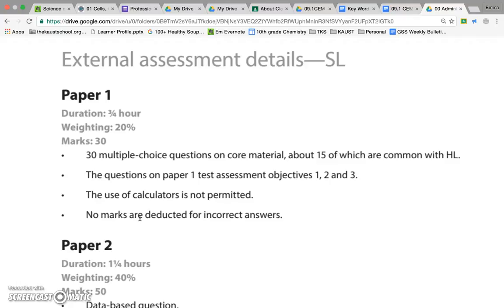You have to be careful with some of these because they do try and trick you a little bit. You might be able to easily narrow it down to 2 answers, but you've got to be careful. Don't just choose the one that you think is correct straight away. Go through and eliminate the others.